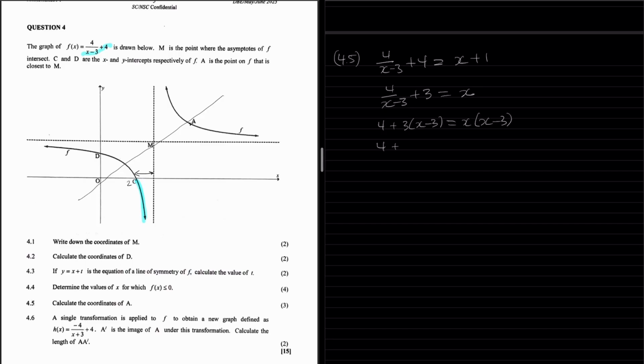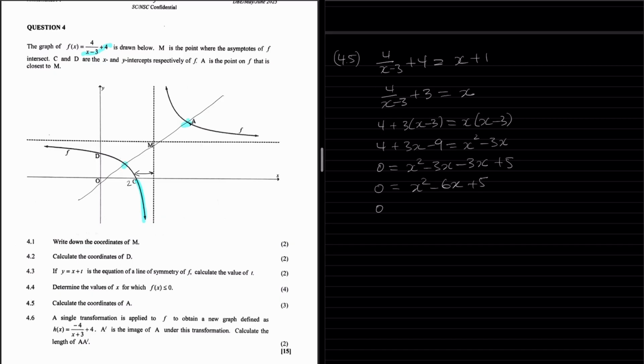Let's simplify. So 4 plus 3x minus 9 is equal to x squared minus 3x. I expect to get two values because there are 2 points of intersection, so I'm probably going to get a quadratic. Let's write it in quadratic form. So 0 is equal to x squared minus 3x, and then I'll take that 3x across, becomes minus 3x. And 4 minus 9 is minus 5, and if I take that over, it becomes plus 5. So 0 is equal to x squared minus 6x plus 5.